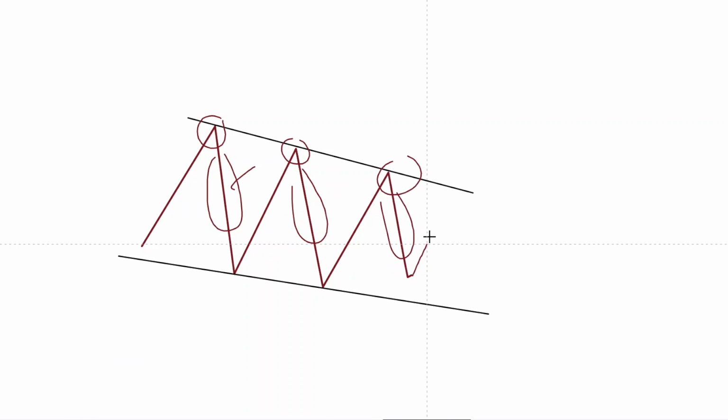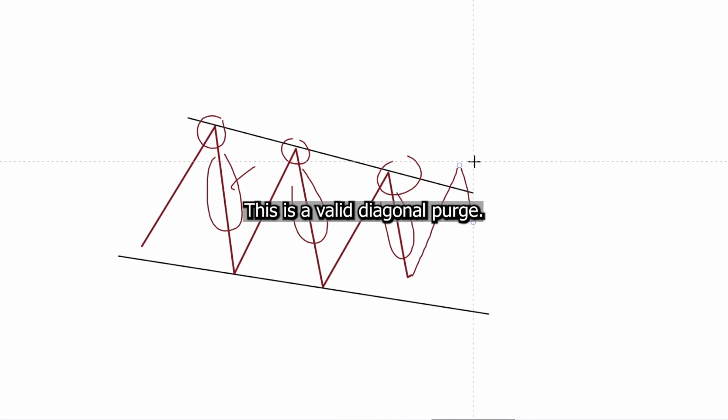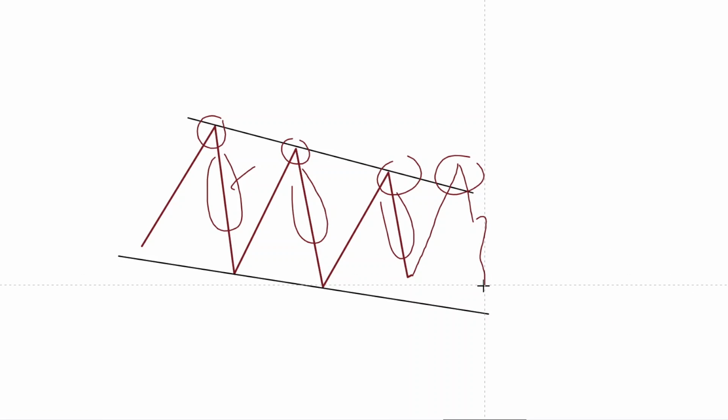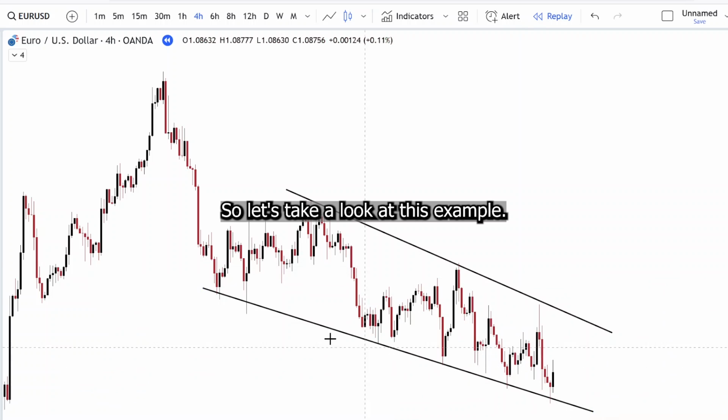So when price does come up here, this is a convincing enough trend line for the retail trader. When price comes up here and comes back inside the range, this is a valid diagonal purge. Now you're trying to take price all the way back down here, or like we said previously, to the extreme of your regular range. So let's take a look at this example.